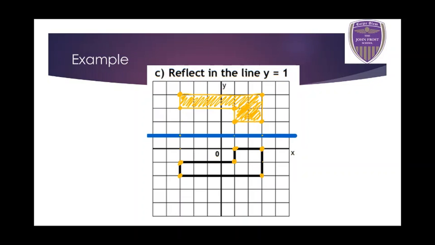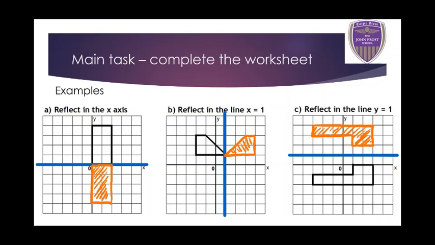Okay, so let's move on to the main task. So here's all the completed examples again for you. Now have a go at the main task, okay? Take your time. Make sure you do your first attempts of reflection in pencil, okay? Try not to do this work in pen, because if you make a mistake, you won't be able to correct it, okay? So pause the video and have a go at reflecting all the shapes in the task, okay? Best of luck.